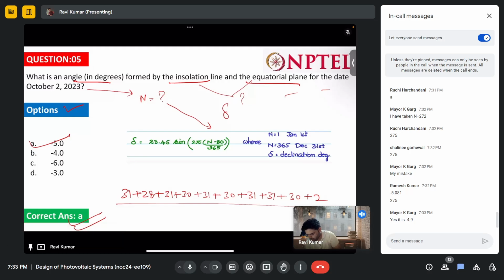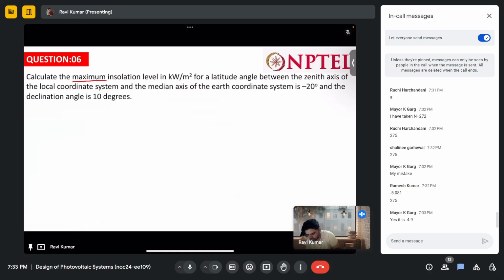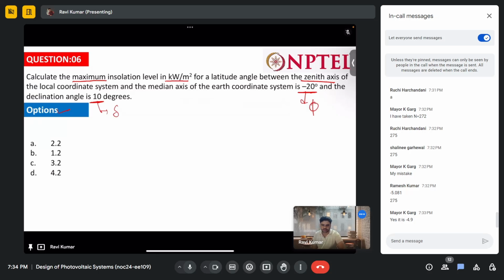The question is: calculate the maximum insolation level in kilowatt per meter square for a latitude angle between the zenith axis of the local coordinate system and the median axis of the earth coordinate system of -20 and declination angle of 10 degree. These are the options. You need to calculate the maximum insolation that can fall on the surface of a plane, and for this plane, in the local coordinate system, the zenith angle is given as -20. Identify this angle, this is our delta, this is our phi, and calculate the maximum insolation.